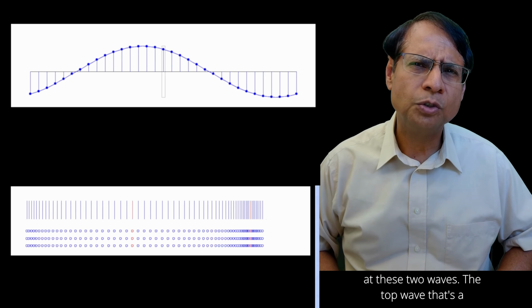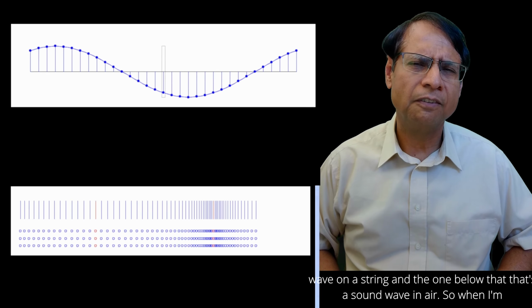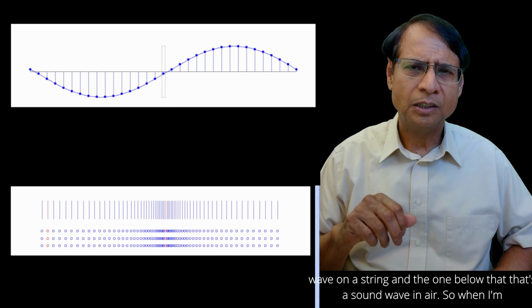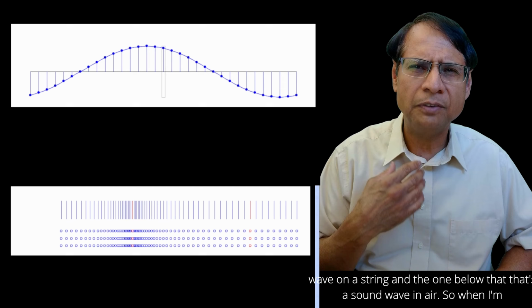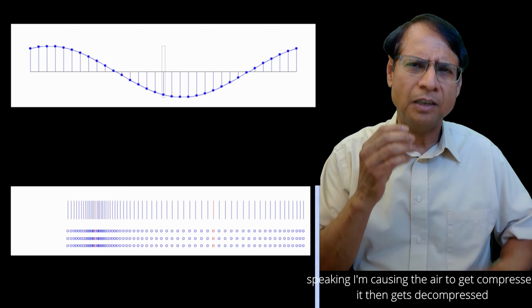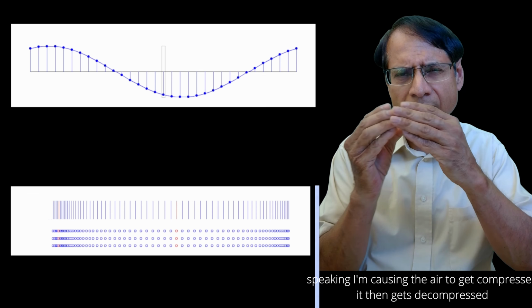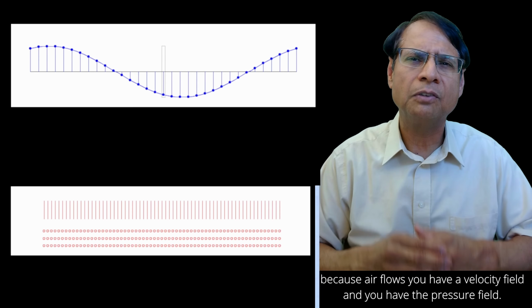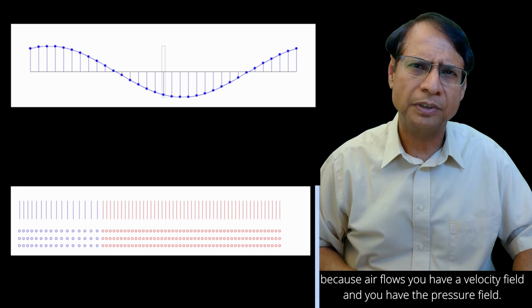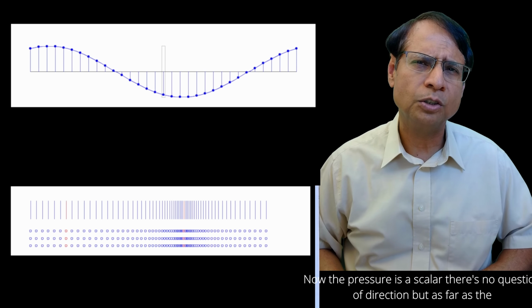Now look at these two waves. The top wave, that's a wave on a string, and the one below that, that's a sound wave in air. So when I'm speaking, I'm causing the air to get compressed. It then gets decompressed because air flows. So you have a velocity field and you have the pressure field. Now the pressure is a scalar. There's no question of direction.